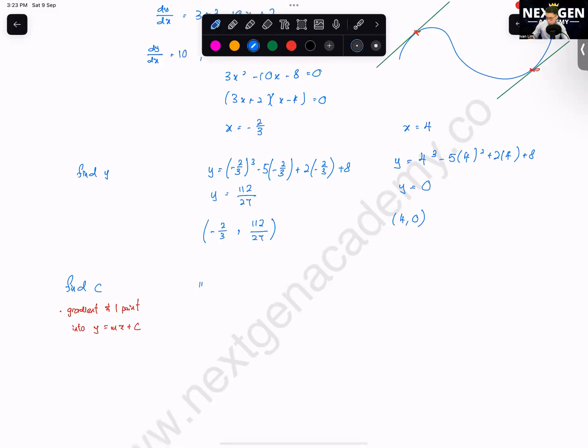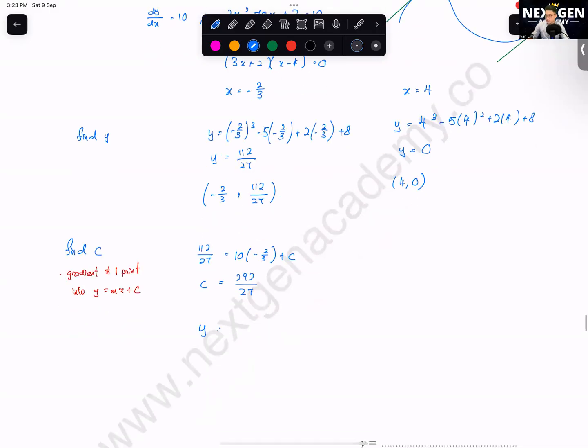So here, 112 over 27 equals 10 times negative 2 over 3 plus c. Rearrange it, you get c is 292 over 27. So y equals 10x plus 292 over 27. Okay, this one, do the same thing. 0 equals 10 times 4 plus c. c equals negative 40. Where you get y equals 10x minus 40.